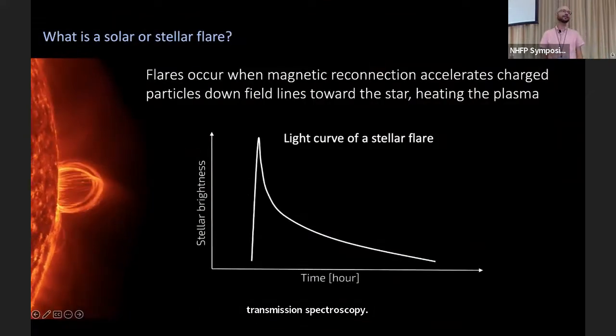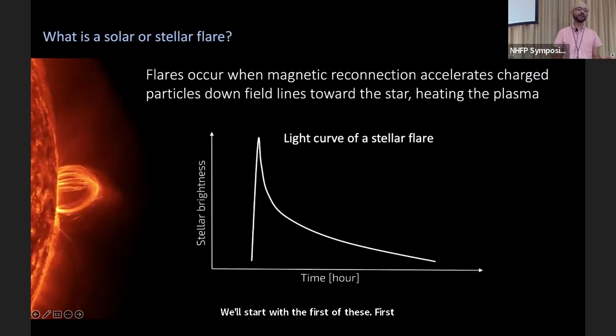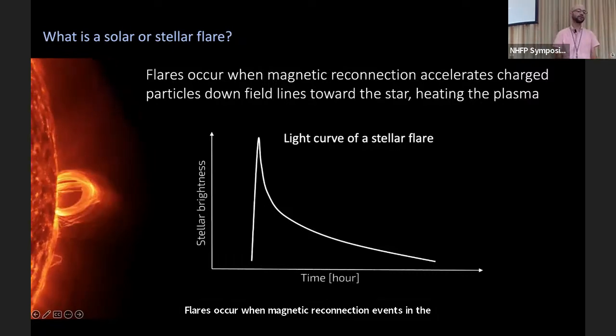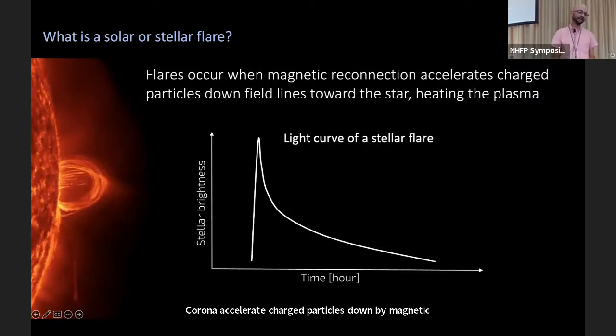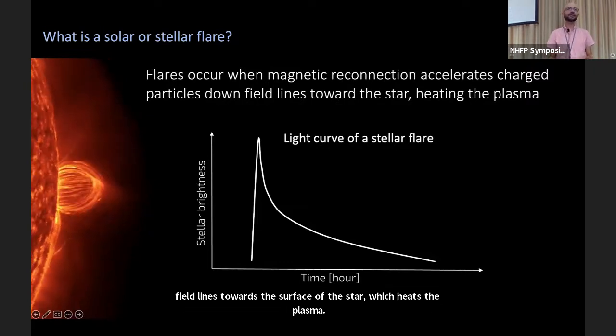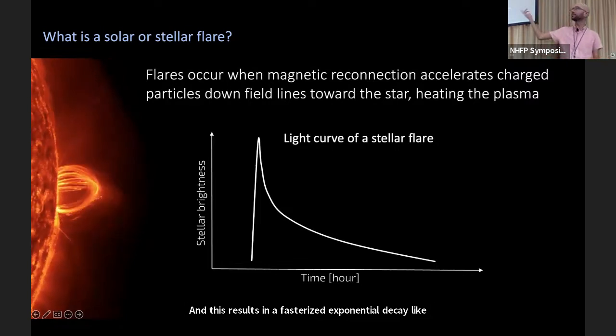First, though, what is a solar or stellar flare? Flares occur when magnetic reconnection events in the corona accelerate charged particles down magnetic field lines towards the surface of the star, which heats the plasma. This results in a fast-rise, exponential-decay light curve profile lasting sometimes seconds, sometimes hours, and they generally follow a light curve shape similar to this.